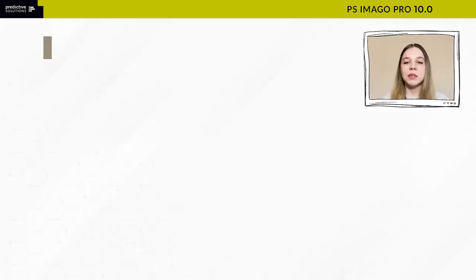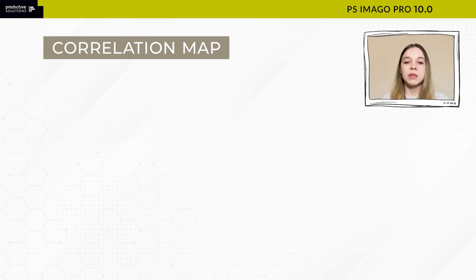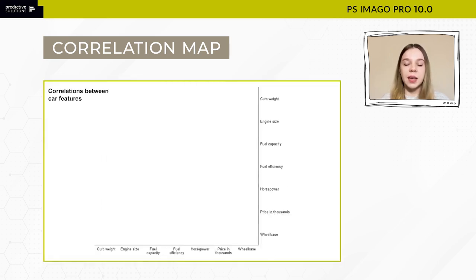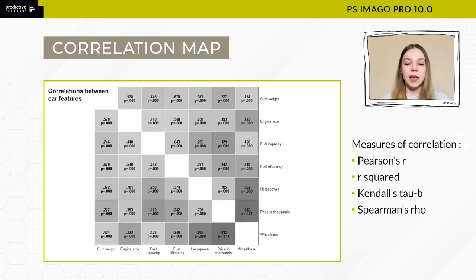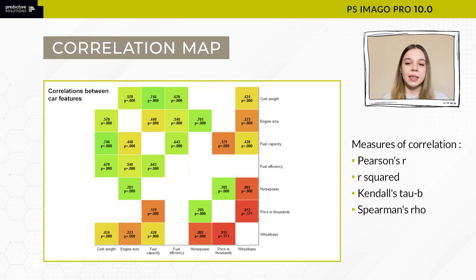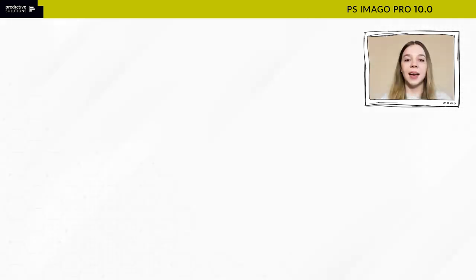Another new feature is the correlation map. It allows us to present the relationships between multiple pairs of features in a single chart. We have a choice of 4 measures of correlation: Pearson's R, R-squared, Kendall's tau b, and Spearman's rho. The strength of the relationship between pairs of features is differentiated by color saturation or a red-green gradient. Such a graph facilitates the analysis of large sets of variables, and its readability can be further enhanced by filtering out statistically insignificant correlations.